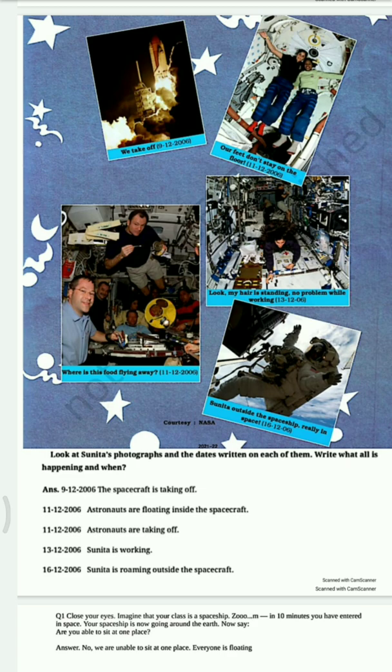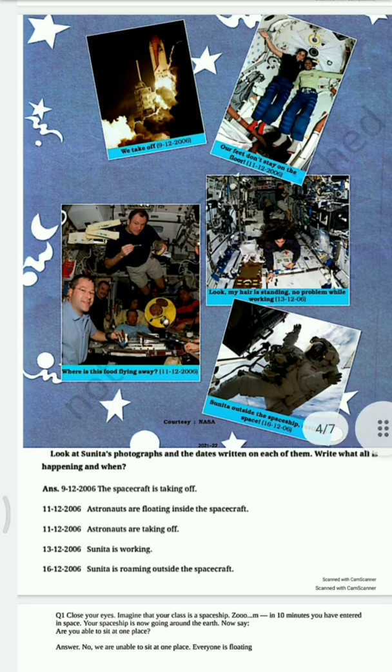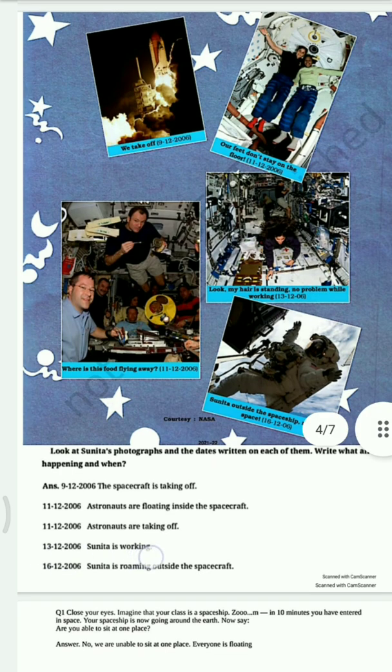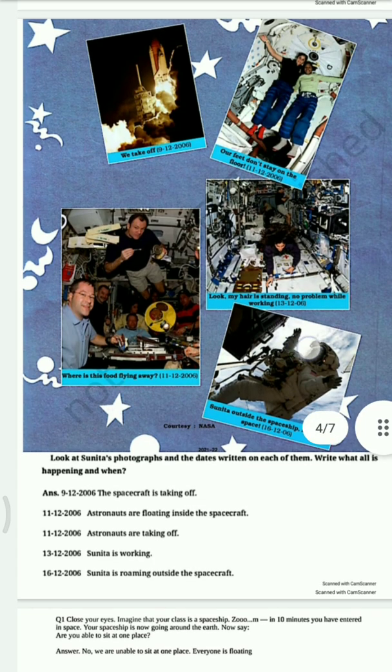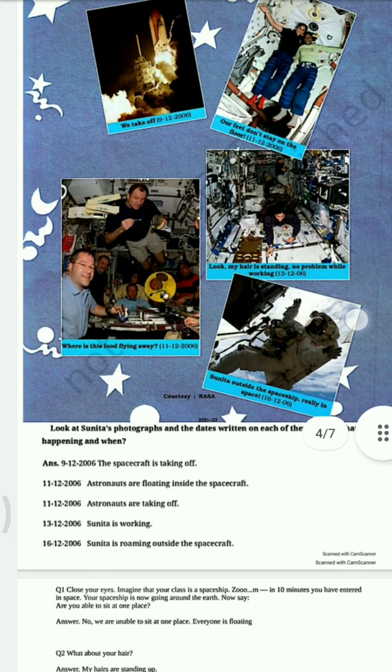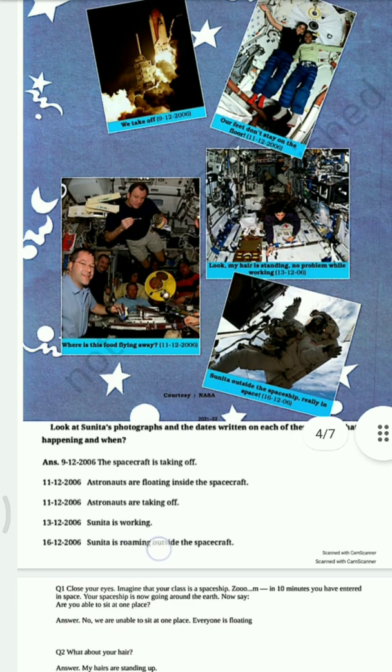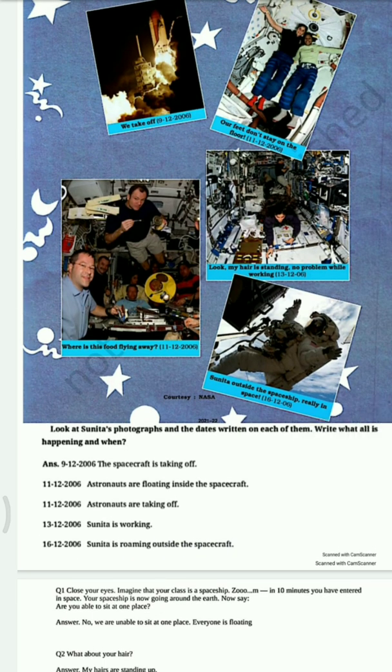Now the next picture is, look, my hair is standing, no problem while working. It was taken on 13/12/2006. So Sunita is working in space. So while working also their hair is standing. Now the fifth picture is Sunita outside the spaceship, really in space. This was taken on 16/12/2006. That is, Sunita is roaming outside the spaceship. Okay, so Sunita Williams steps out of her spaceship and takes a walk in space.